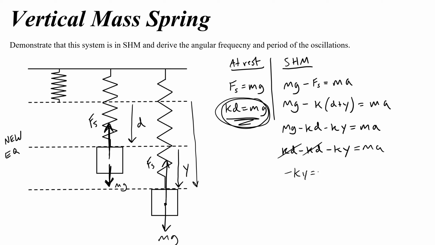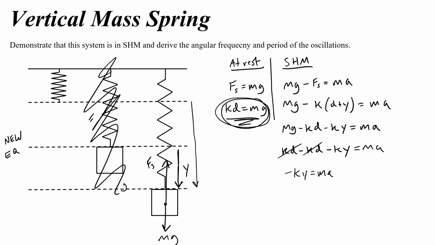ky equals ma. Well, this is exactly like it was a horizontal mass spring system, and we ignored this distance d and all of this middle stuff. We didn't think about it at all. It's just stretched some distance y, and we're using k times y.